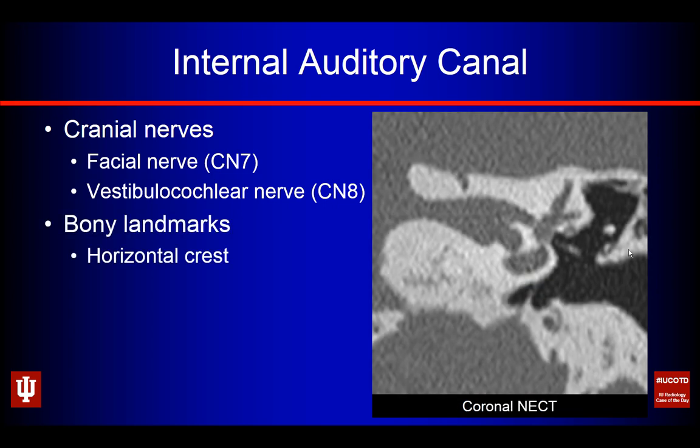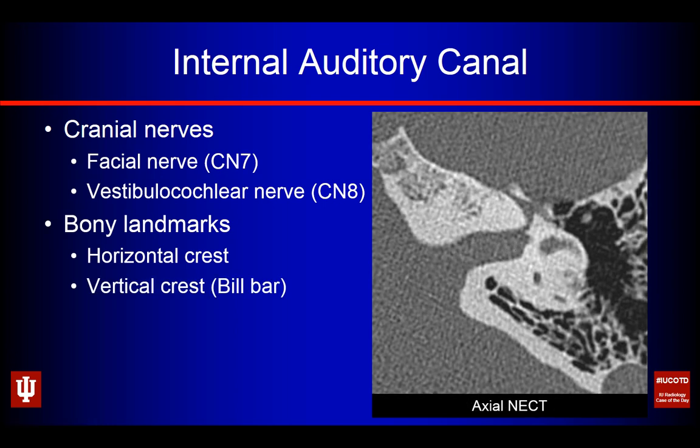Now there's some bony landmarks that if you look carefully on CT you can recognize, and I showed you that horizontal crest on the diagram. Well, as we look on our coronal bone CT image, we see this little bony shelf that projects out. That's going to be our horizontal crest. So our facial nerve and our superior vestibular nerve sit above it, and our cochlear nerve and our inferior vestibular nerve sit below it.